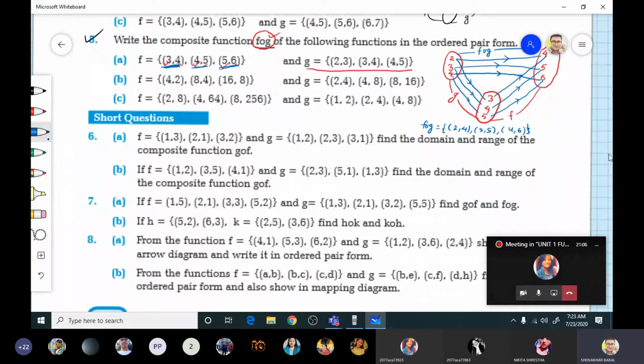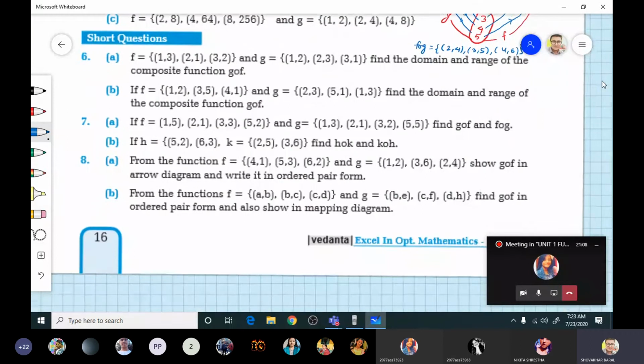Let me go to the short questions now of composite function. Actually this is in your exercise book on page number 16. You can see it from there also. I request again that you make the screen full. Click on the three dots in the toolbar, and you will see an option to enter full screen, and you will have a better view of this class. Now question number 6a.